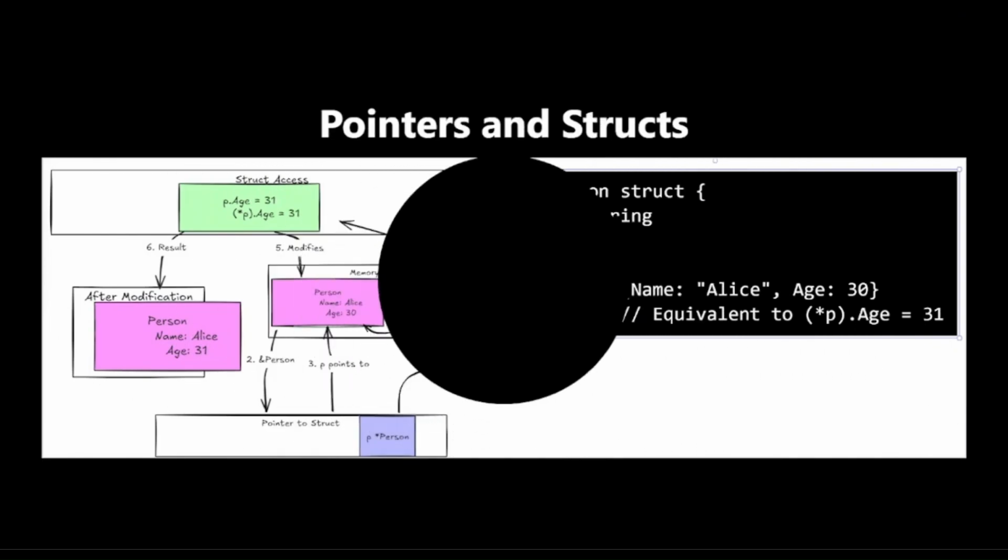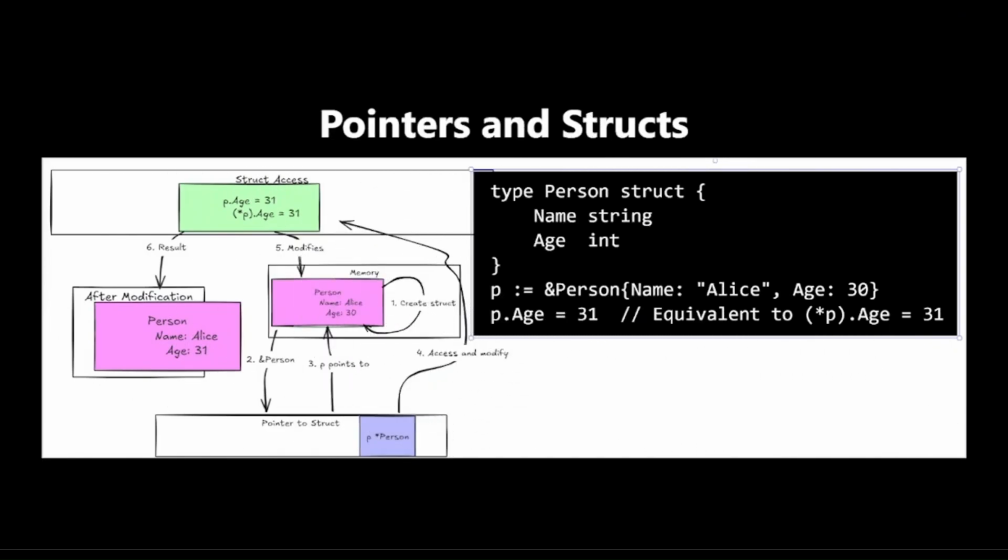Pointers to structs. Let's walk through this diagram step by step. We start by creating a person struct in memory. It has two fields, name set to Alice and age set to 30.